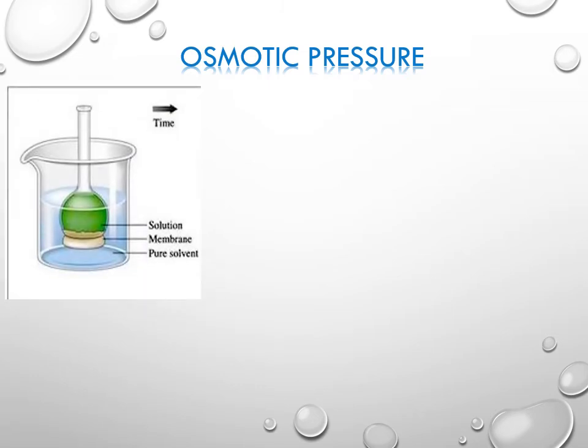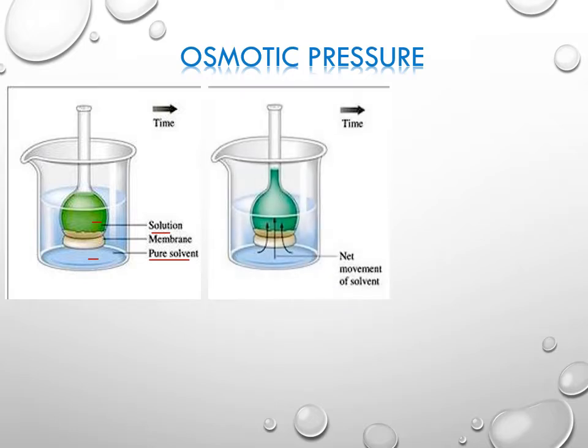You can see here a beaker is taken with a thistle funnel. This thistle contains a solution, and there is a semi-permeable membrane which is covered here. This is inserted into a pure solvent. So you can clearly see you have the solvent here. This is your solvent while this is your solution. So you can see after some time what happens. The solvent starts entering into the bottle here, and slowly the level rises. So you have some movement of the solvent inside the bottle.